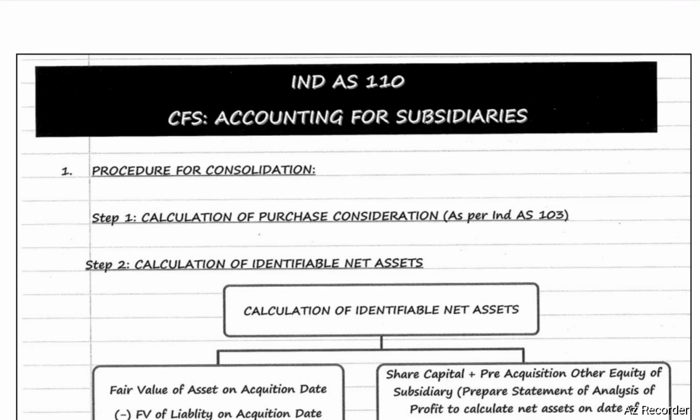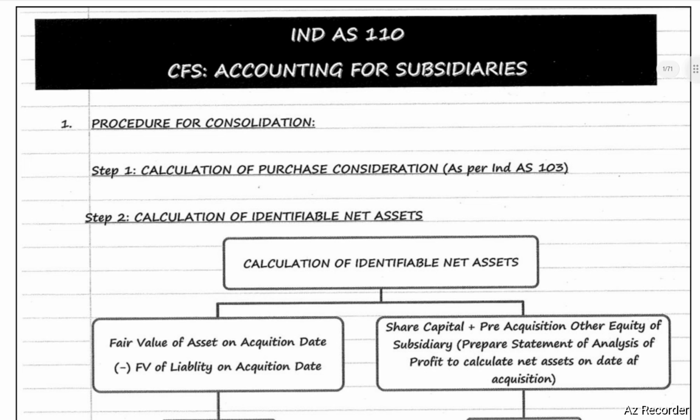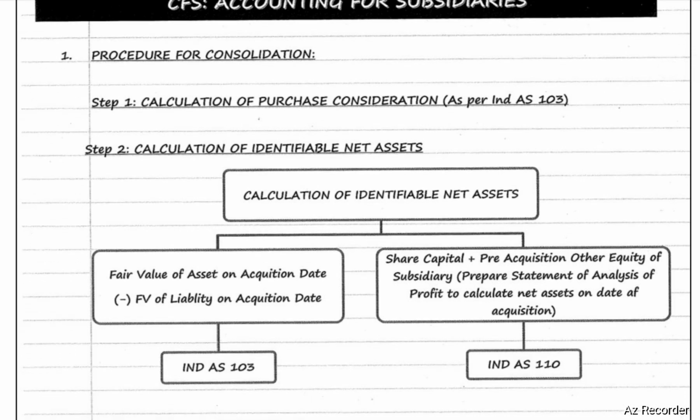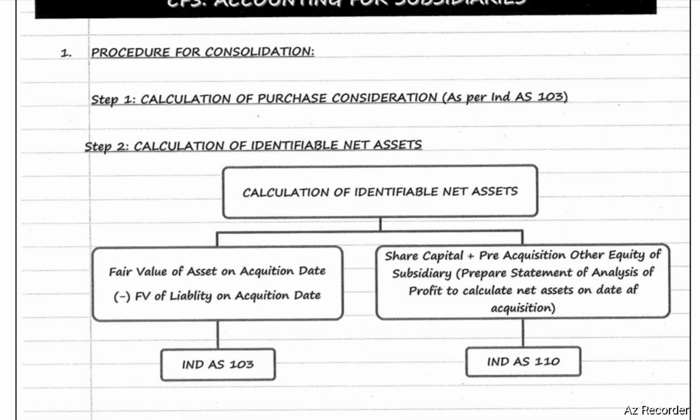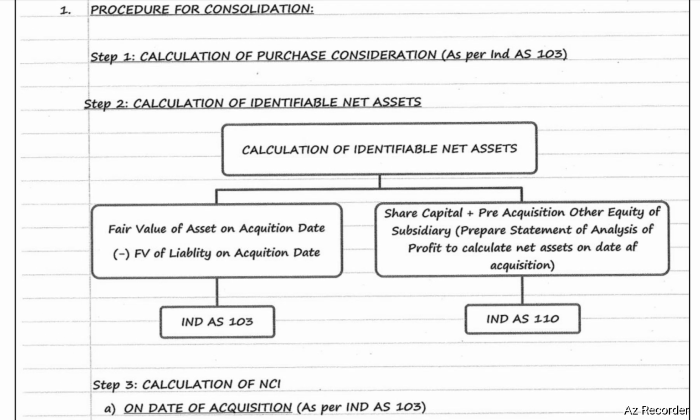Ind AS 110, consolidated financial statements. It is nothing but accounting for subsidiaries. Under that, first one, procedure for consolidation. There are 5 steps involved in consolidation. Step number 1, calculation of purchase consideration will be done as per Ind AS 103.